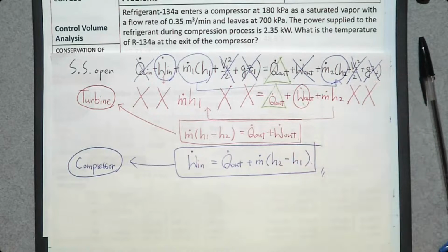So R134A enters a compressor at 180 kilopascal as a saturated vapor with a flow rate. So we know the condition at the inlet, we know the flow rate, we know the condition at the exit. Pressure is 700 kilopascal. The power supplied is also given, 2.35 kilowatt. We want to know the exit temperature. Okay, we can do that.